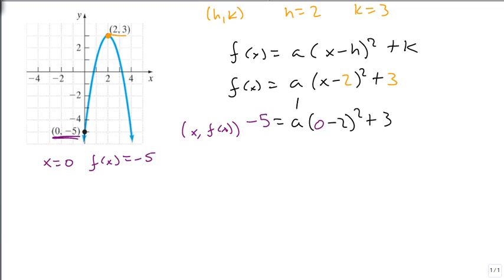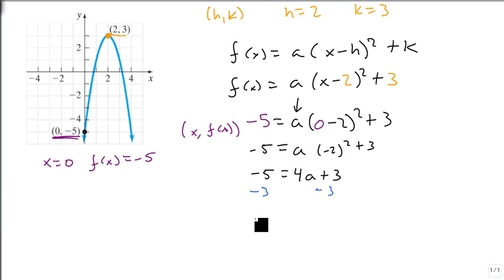And now we have this a floating out here by itself, and all we have to do is solve for it. Well, 0 minus 2 is just minus 2. And minus 2 squared is positive 4. Subtract 3 from both sides. And we get that negative 8 equals 4a. Divide by 4. And sure enough, our a is negative 2, negative just like we were expecting.